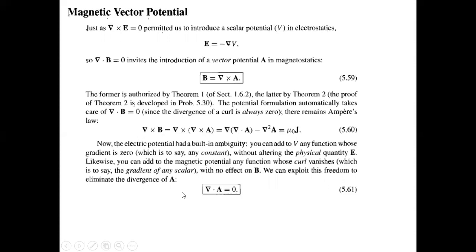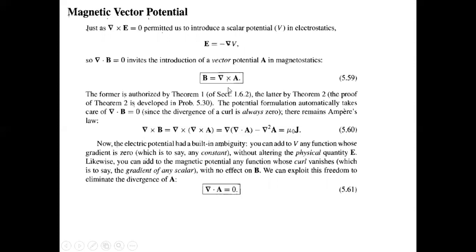Whereas the electric potential had a built-in ambiguity. You can add to V any function whose gradient is 0, which is to say any constant, without altering the physical quantity E. Likewise, you can add to the magnetic potential any function whose curl vanishes. So similar to this one, you can add something here, which is a scalar.